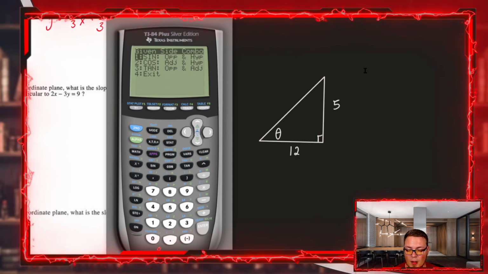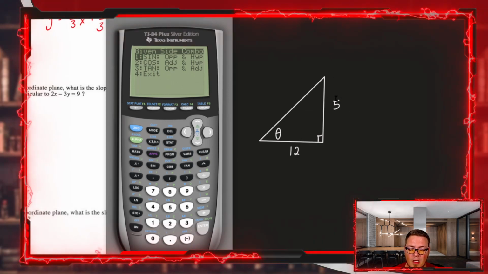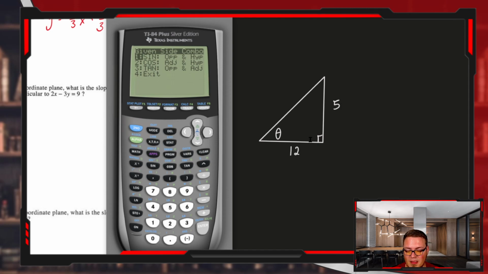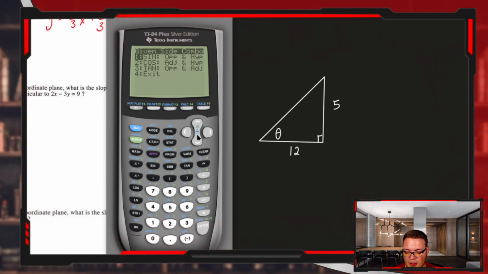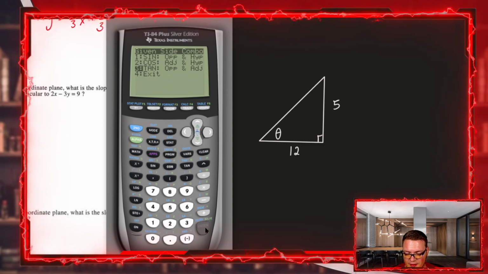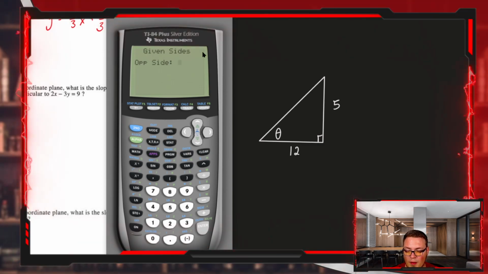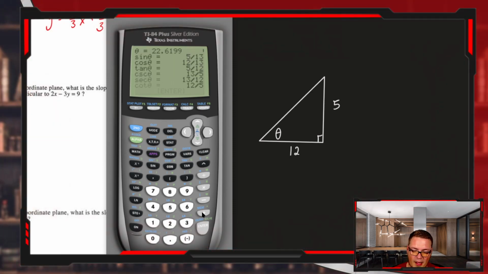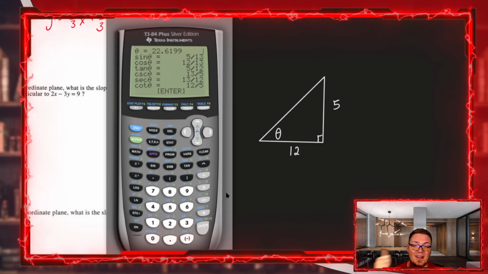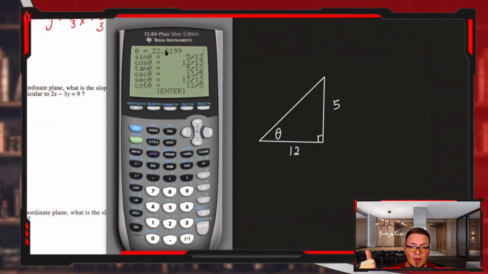So in this scenario, for the problem that I've written down in the background, we have 5, which is the opposite, and 12, which is the adjacent. Well, that's going to be the tangent option, the third one down, opposite and adjacent. They're going to ask, what are the given sides? Our opposite side is a 5. Our adjacent side is going to be a 12. And they're like, hey, say no more. The angle is given at the top at 22.6.